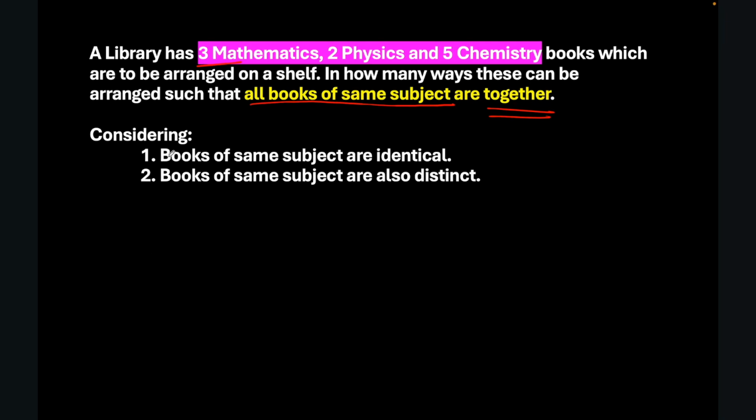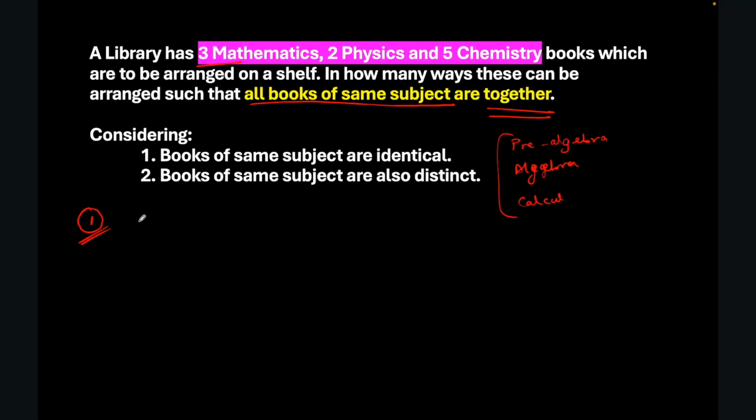Now, 2 considerations. First is that the books of the same subject are identical. What do they mean in this first case? What they mean is that the 3 mathematics books may perhaps be pre-algebra, algebra 1, and maybe calculus. Let's say that these are the 3 mathematics books. In this first scenario, we consider all of them to be the same. We don't value one over the other. They're all just mathematics books for us.